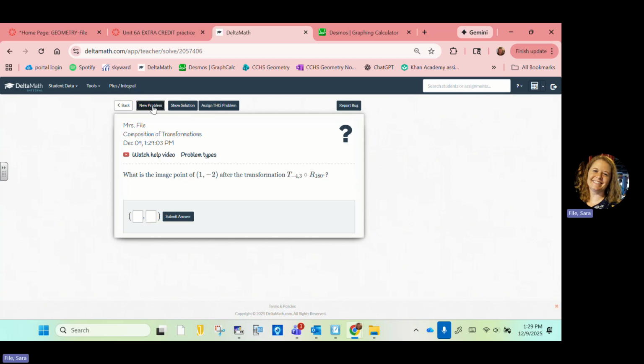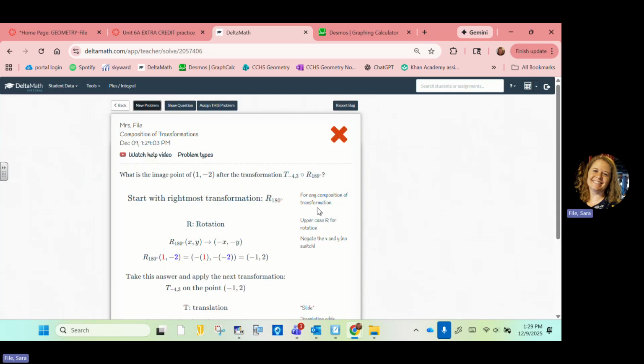I'm going to find one with a translate. Here's another translate one. Translate, then rotate. So translate, subtract 4 from the x. So 1 minus 4 is -3. Add 3 to the y. So -2 plus 3 is +1. Then rotate 180. And again, that changes both signs. So that becomes +3 and -1.